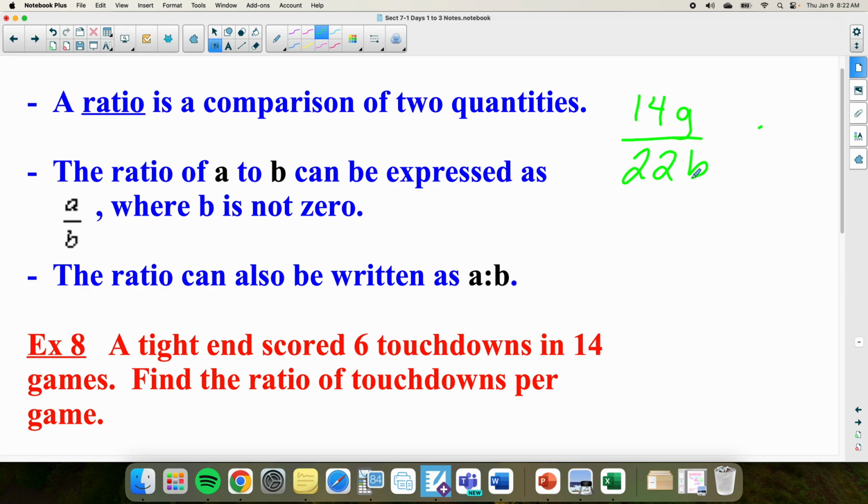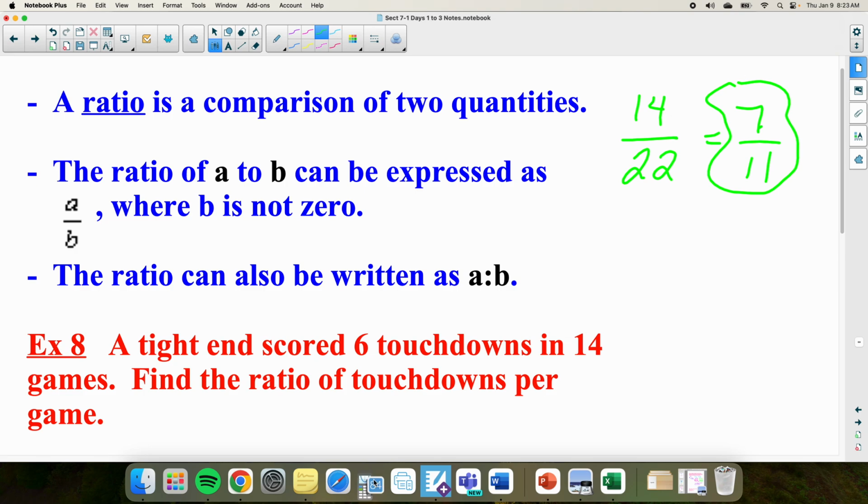When you do a ratio, first of all, I shouldn't have really put the G and the B there, but when you do a ratio, even if they ask you to put it as a decimal, I don't want it as a decimal. I want you to put it as a reduced fraction, okay? What goes into both 14 and 22? 2. 2 goes into 14 7 times, 2 goes into 22 11 times. This would be your final ratio then, okay?